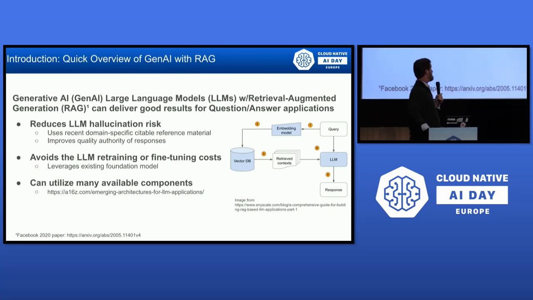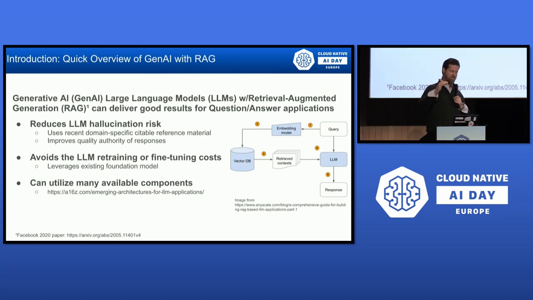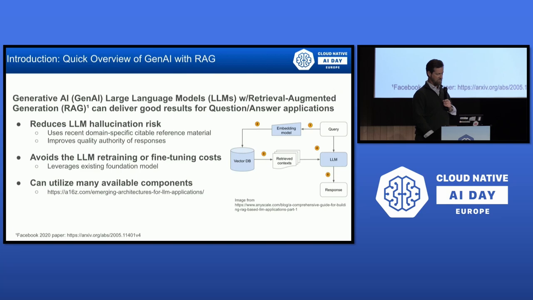All right, why might you want to use GenAI and RAG? Well, RAG with GenAI specifically. I think most folks here already know the answer to this question too, but just in case it bears repeating, layering RAG on top of GenAI reduces your LLM hallucination risks, and because it's using recent domain-specific information to augment that, it avoids the cost of needing to retrain an LLM as well, and you can also utilize a bunch of other different components on top of it. And on the right side over there, you can see a generic high-level art diagram that's going to get more and more annotated as we go through.